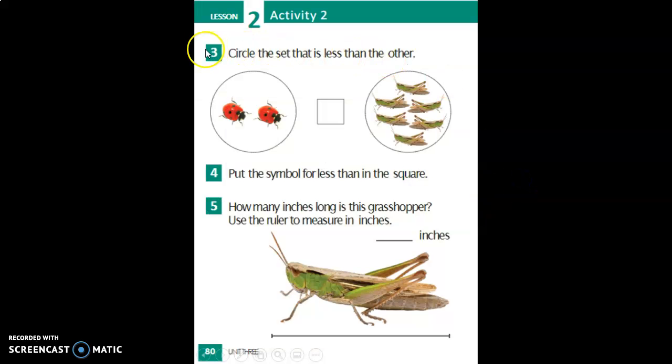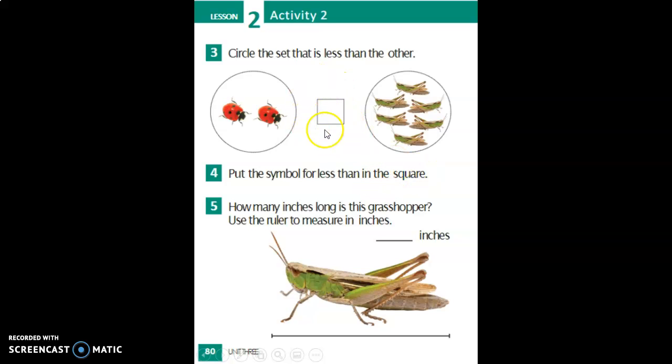So this is the other lesson that you have, lesson 2, activity 2. It says circle the set that has less than the other. So which one has less? Go ahead and put a circle on them. And question number 4 here is also for this one right here. So put the symbol for less than in the square.